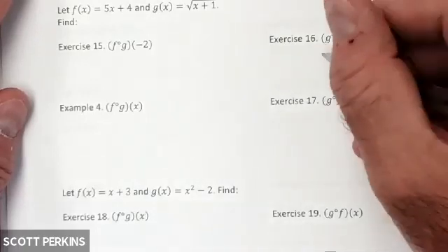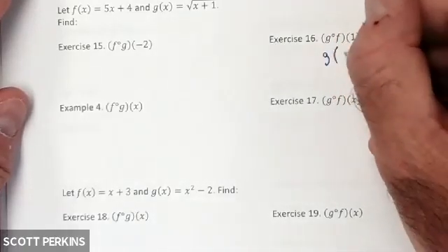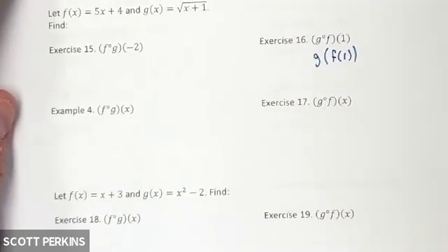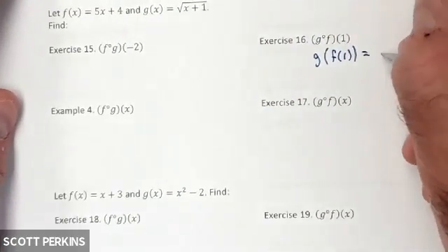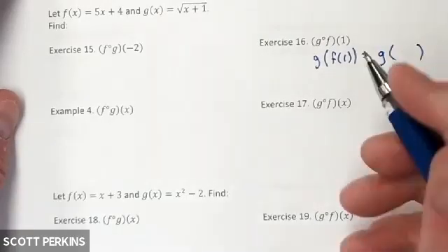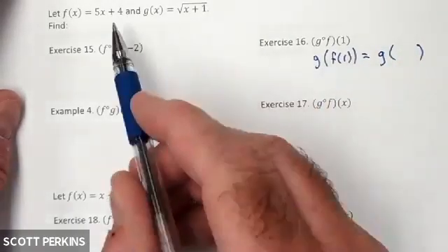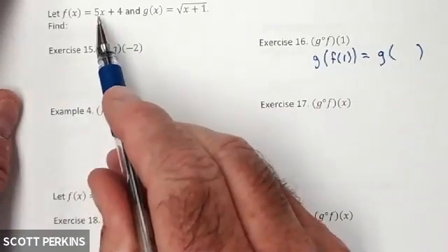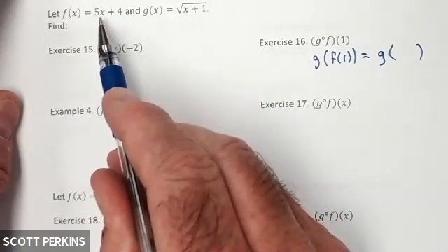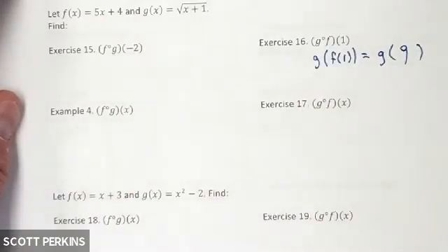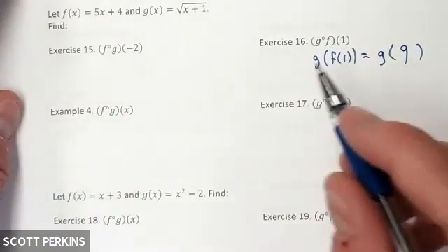Okay, so this says to take g and compose it with f of 1. Again, with this order, my function f is the inside function. So I'm going to take the value of 1 and plug it into the function f. When I plug 1 in, 5 times 1 is 5, plus 4 is 9. So now I'm going to take the value 9 and plug it into g.